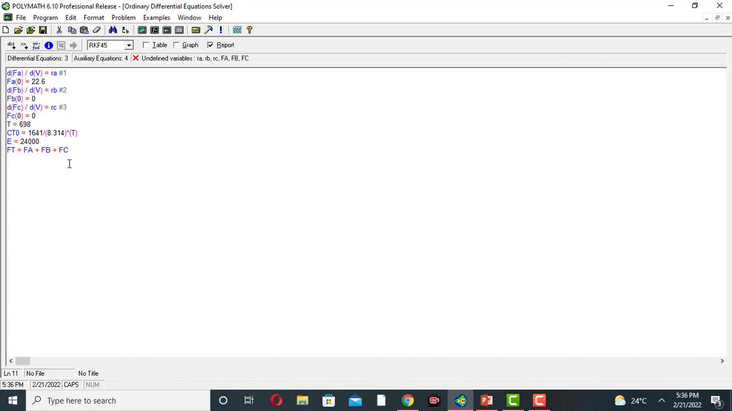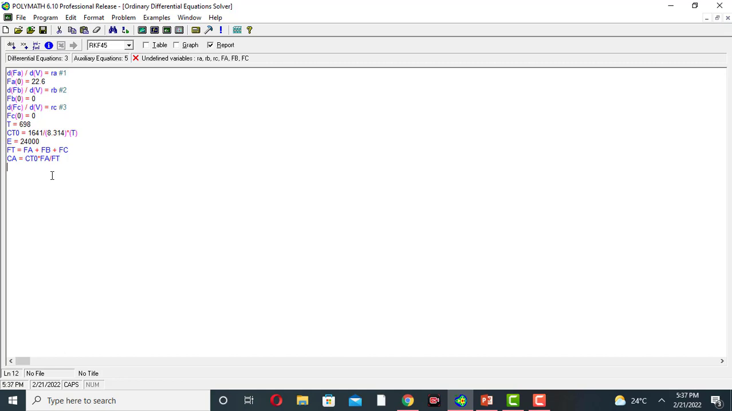Then enter the value of Ca. Ca is equal to Ct naught multiplied by Fa, divided by Ft.